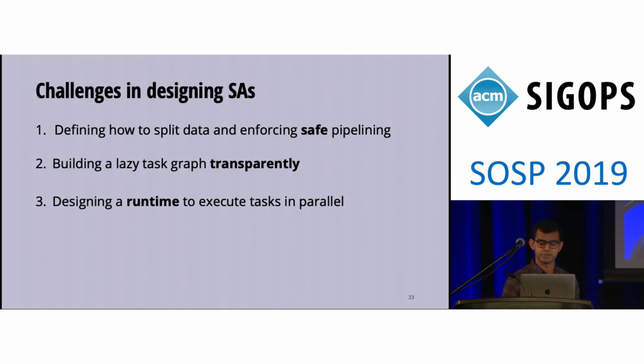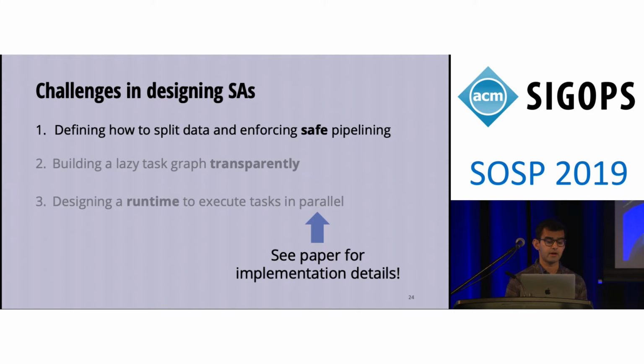The second challenge is building a lazy execution graph of the annotated functions transparently. Since we didn't want developers to modify their libraries, we wanted to demonstrate that lazy evaluation is possible without intrusive code changes to the library. And the final challenge was designing a runtime to execute functions in parallel. In this talk, I'll mostly touch on this first point, and I'll defer to the paper for a detailed discussion on these second two points.